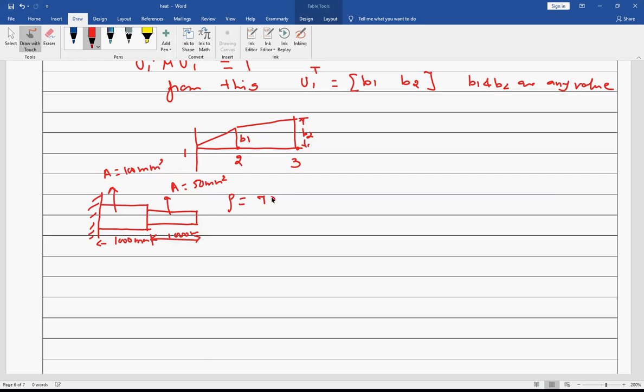Most importantly, the density is given as 7800 kg per meter cube. The modulus of elasticity we will take as 2 into 10 to the power 5 Newton per mm square. So this is my modulus of elasticity. Now let's try to find out the stiffness.